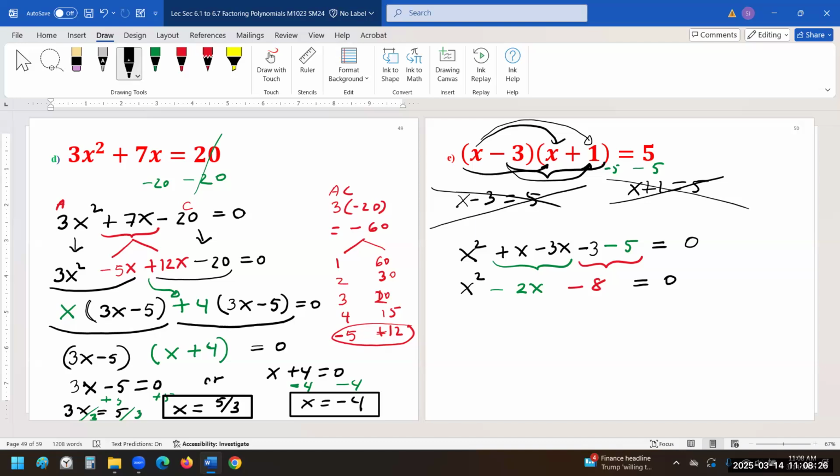We ended up getting a quadratic equation. That means we should look for factoring. Can we factor this? Which two numbers multiply to negative 8 and combine to negative 2? x minus 4, x plus 2. Any questions so far?